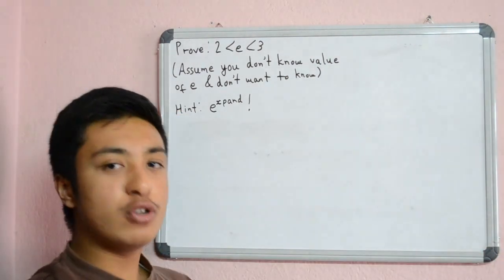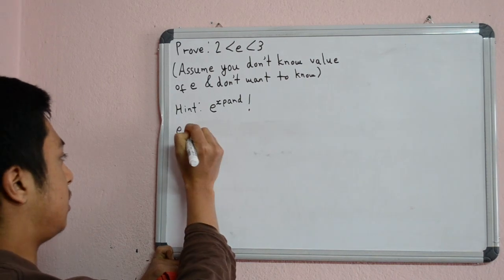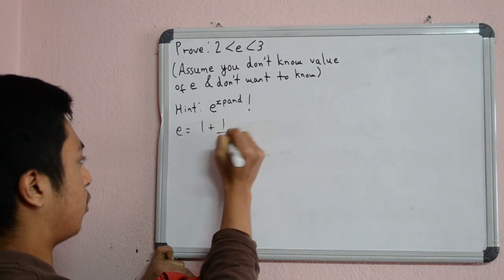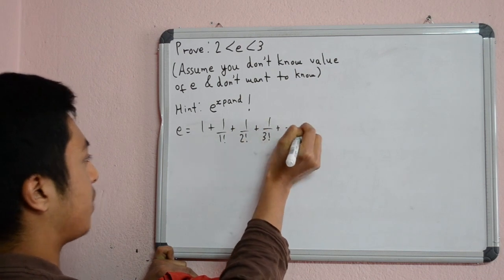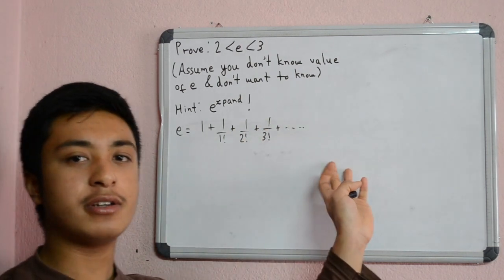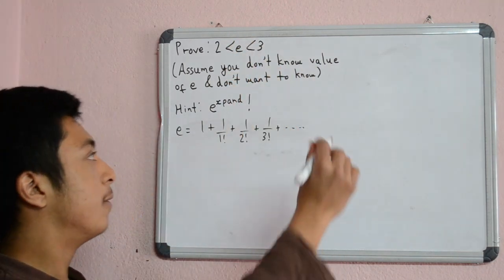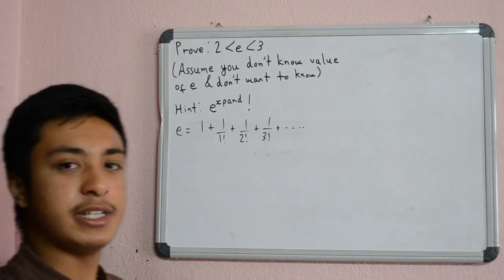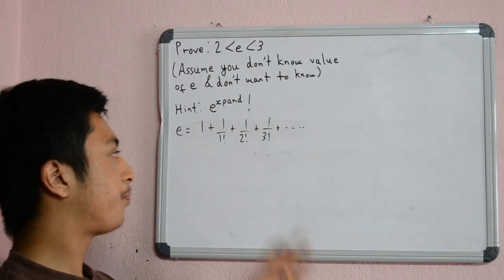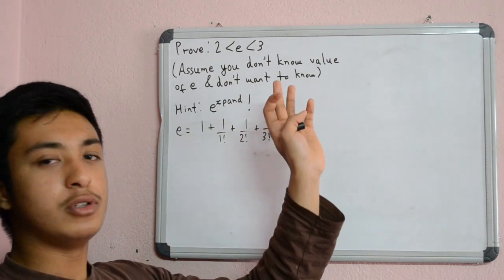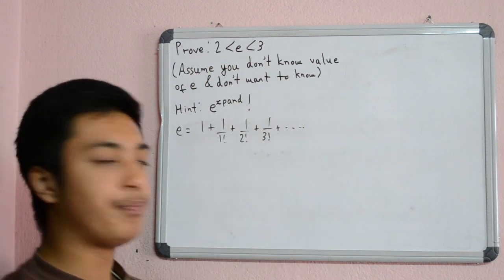And even if we did not know, we can easily put the expansion of E, which is E equals 1 plus 1 by 1 factorial plus 1 by 2 factorial plus 1 by 3 factorial and so on, and calculate the value of E from here, or also from the definition of E, that limit thing. And we can also say E lies between 2 and 3 by calculating the value. So we don't want that. We just want a clear proof that E lies between 2 and 3.